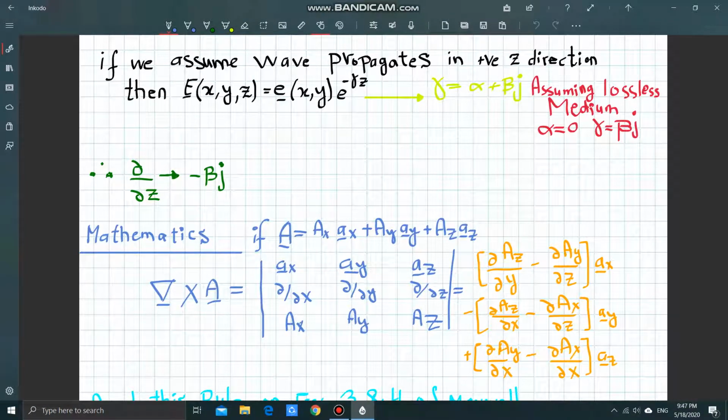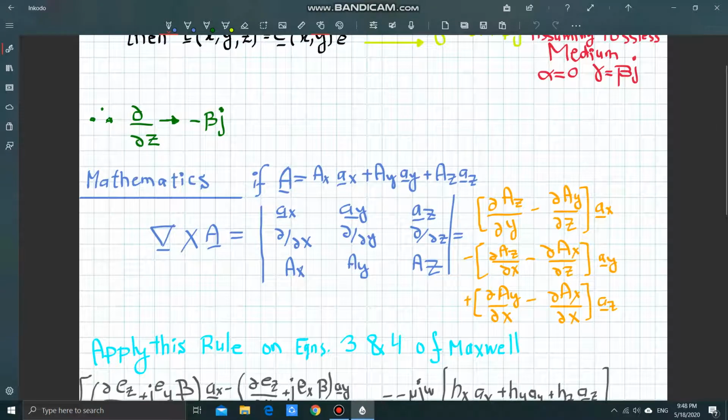If we assume that the wave propagates in the positive z direction, then we can write it in this shape. Any derivative with respect to z will be negative lambda. Lambda is equal to alpha plus beta j. For now, we will assume that this is a lossless medium, so alpha is equal to 0. Therefore, lambda is equal to beta j. So any derivative with respect to z will give us negative beta j.